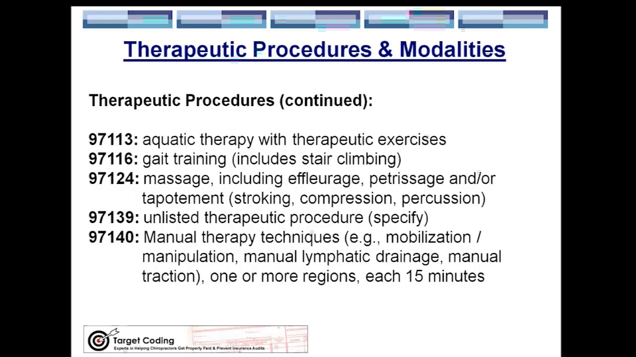Manual therapy, excellent code. This is one of the most commonly used codes by chiropractors and physical therapists. This is deep, soft tissue mobilization, manipulation, manual lymphatic drainage, manual traction, myofascial release, helps stretch, shorten connective tissue. So those are the things you should be putting in your notes.